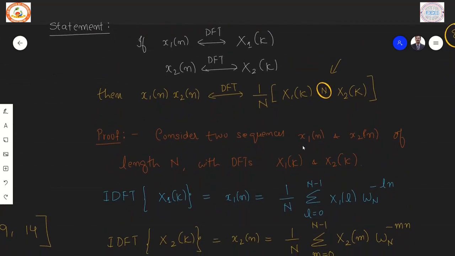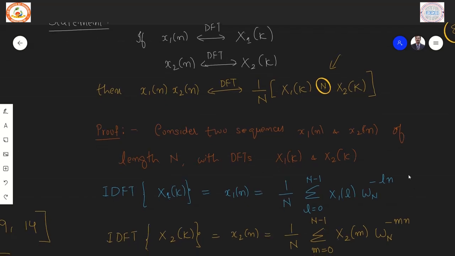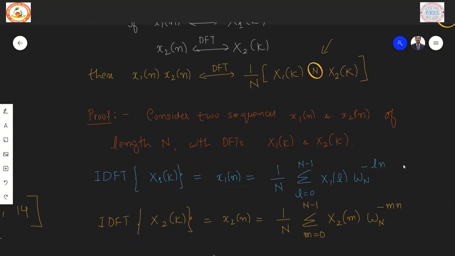We talk about two sequences x1 of n and x2 of n, each of length capital N, with DFTs capital X1 of k and X2 of k. Now, according to the expression, here we're taking the IDFT equation. The IDFT of capital X1 of k will be equal to x1 of n, the time domain sequence. From the definition of IDFT, we can write it as 1 by N times summation l equal to 0 to N minus 1, X1 of l times W_N to the power of minus ln.